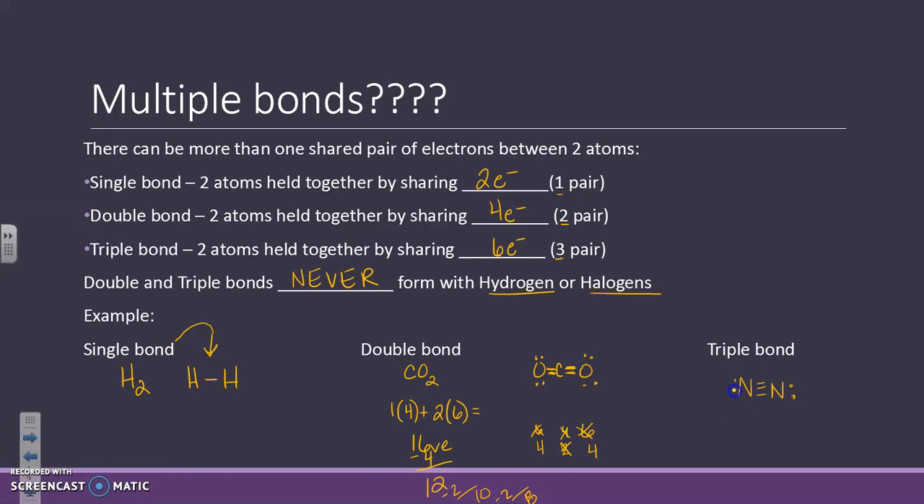I'm just going to draw it for time's sake, but we will practice them in class. Okay, and a triple bond would show that there are 3 sets of electrons that are being shared.